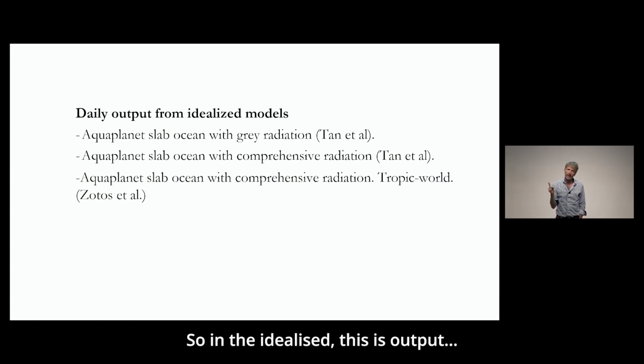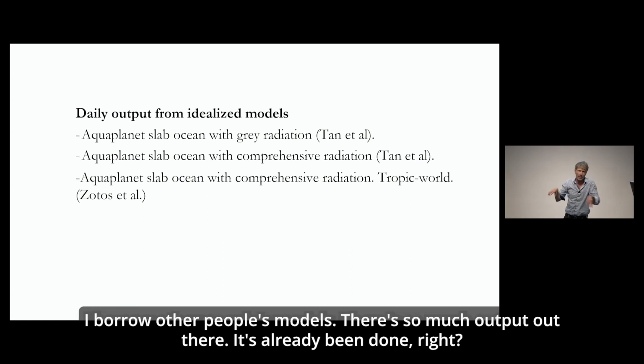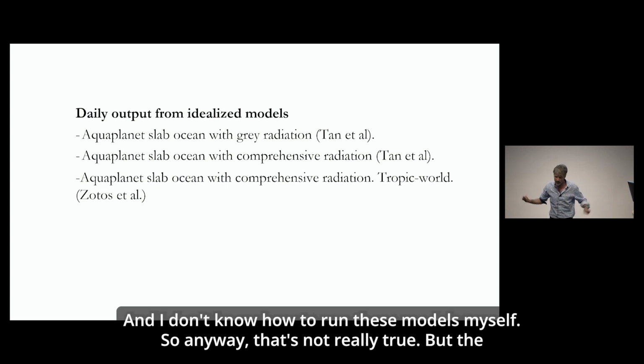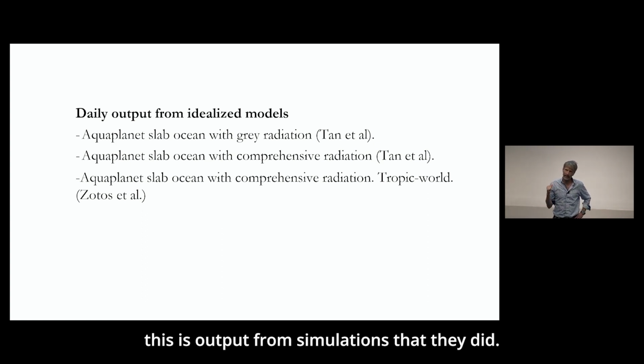So in the idealized, this is output. The paper is Jihong Tan's paper with Tiffany Shaw, and I'm kind of like a parasite. I borrow other people's model experience. There's so much output out there. It's already being done, right? And I don't know how to run these models myself. So anyway, that's not really true. But this is output from simulations that they did.